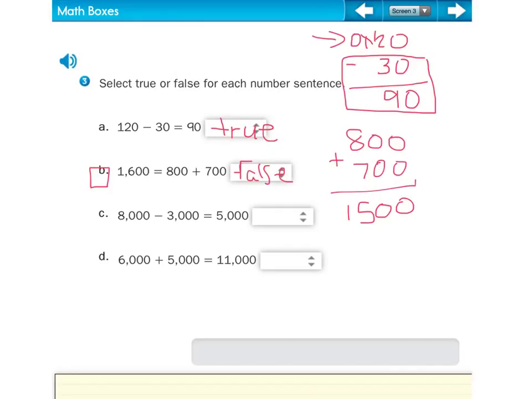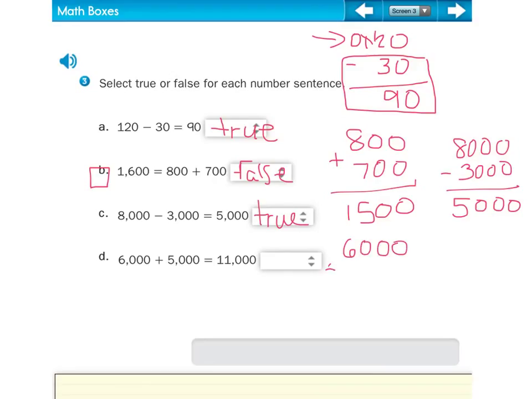Question C is going to be 8,000 minus 3,000. 0 minus 0 is 0. 0 minus 0 is 0, 0 minus 0 is 0, and 8 minus 3 is 5. So that one's going to be true. Question D, 6,000 plus 5,000. 0 plus 0 is 0, 0 plus 0 is 0, 0 plus 0 is 0, 6 plus 5 is 11. Putting in my comma, 11,000 would make that answer true.